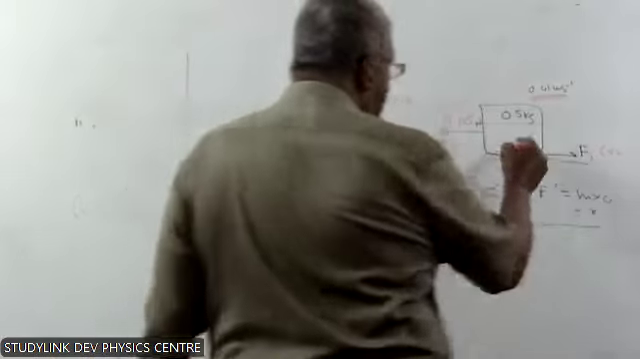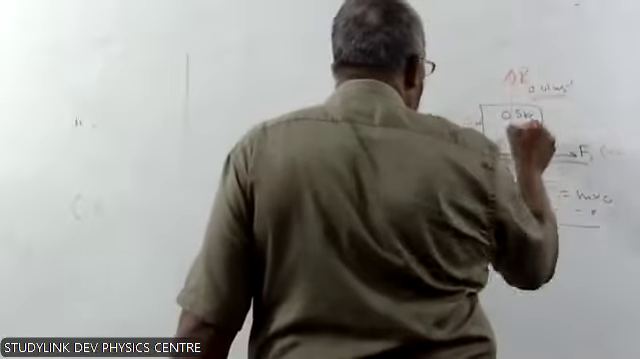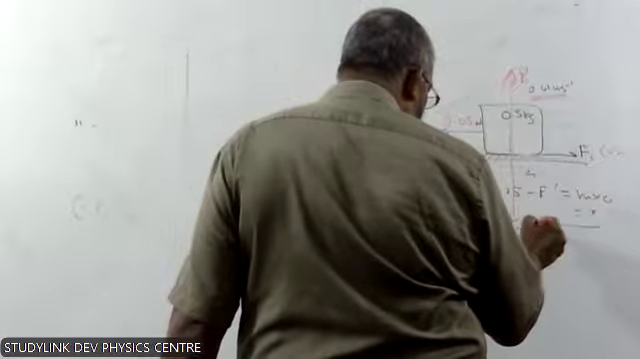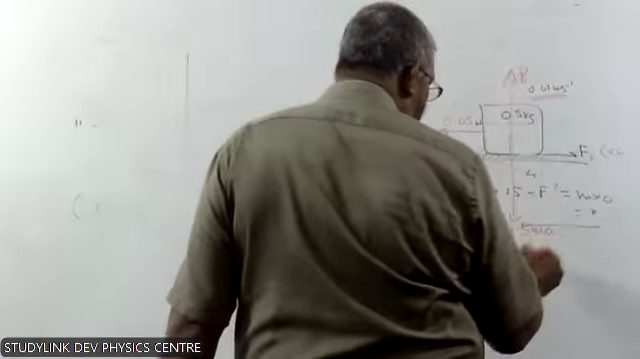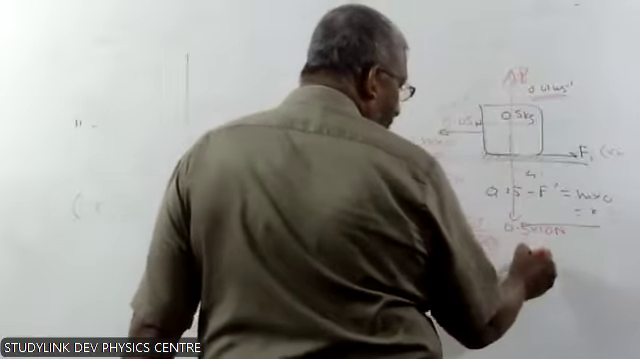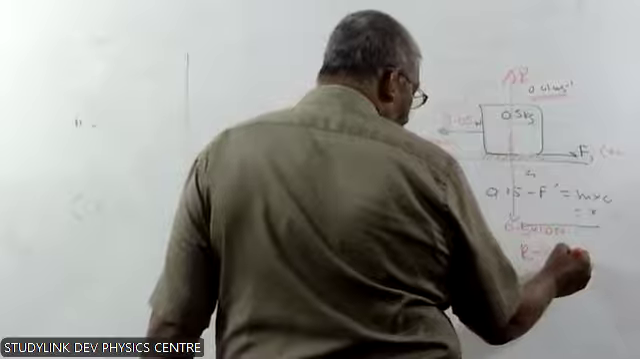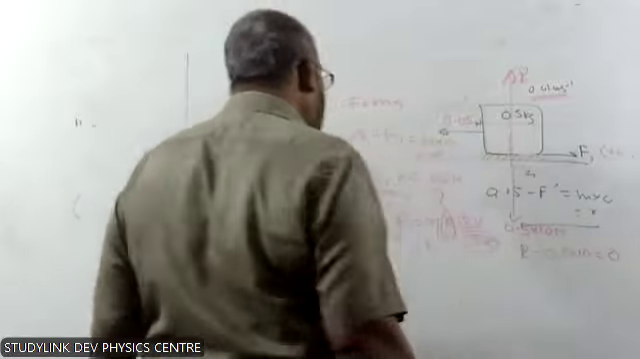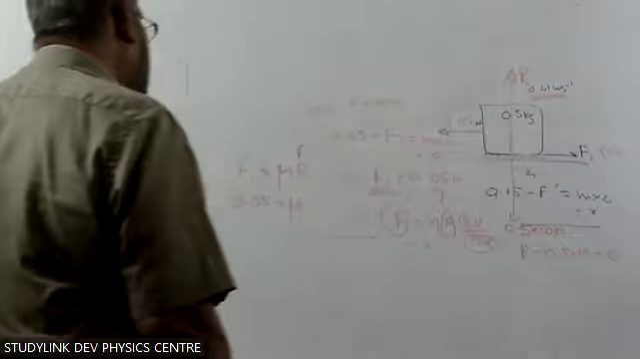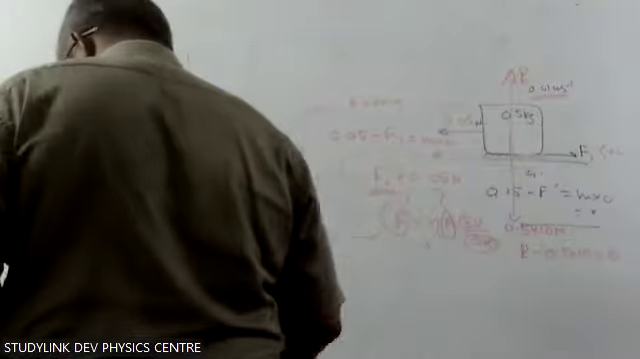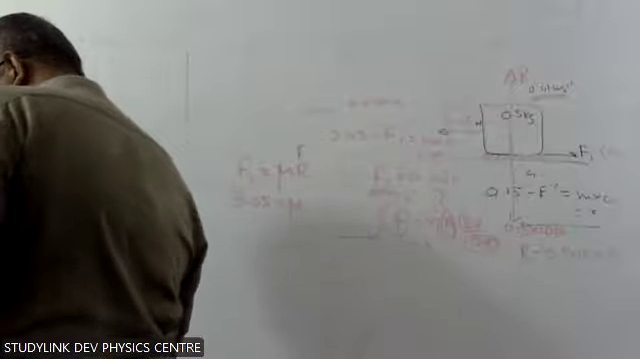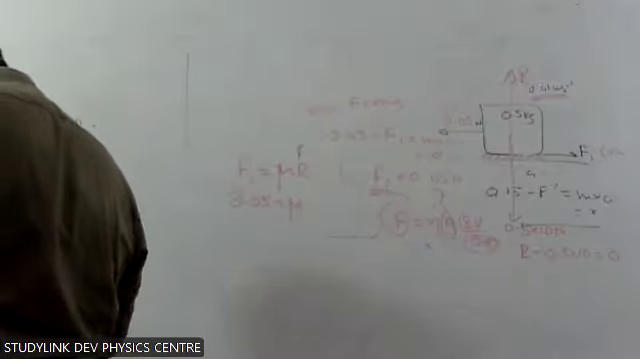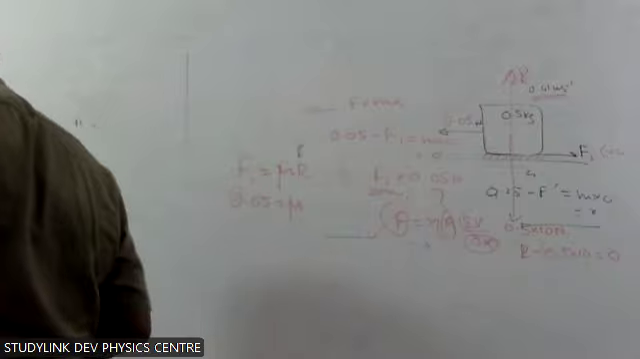You have to mark it here. This is R, and downwards is mg. mg is 0.5 into 10 newtons. So then R minus 0.5 into 10 is equal to 0. F equals ma upwards, but it's not moving upwards, so a is 0. Then after that, you can use F equals mu R, and this is how you are finding R, capital R.